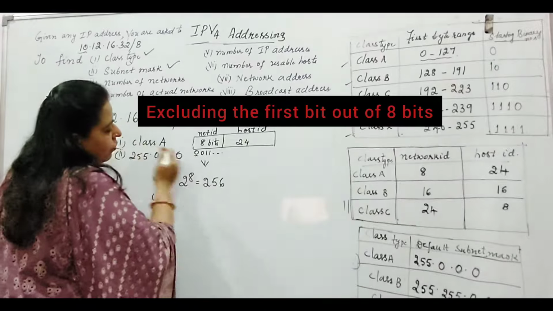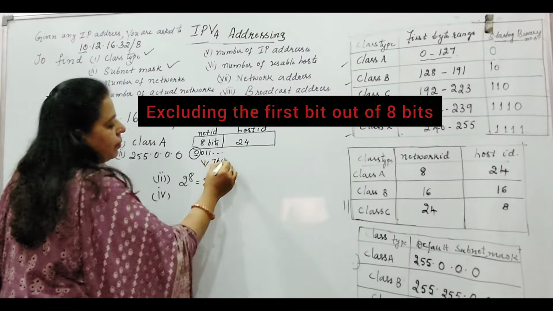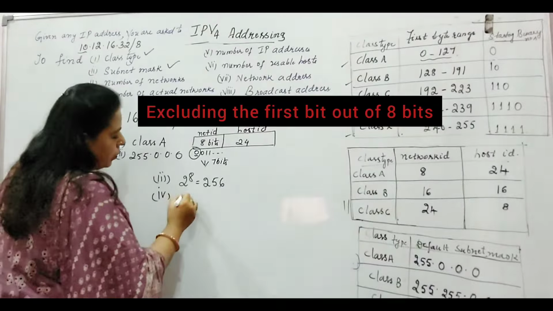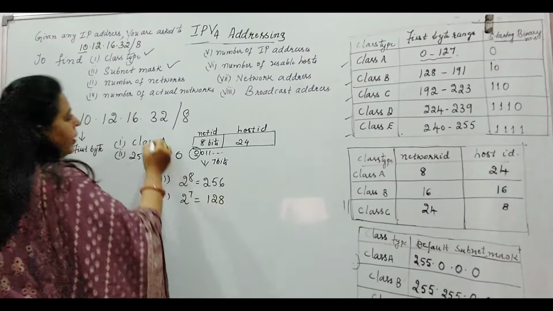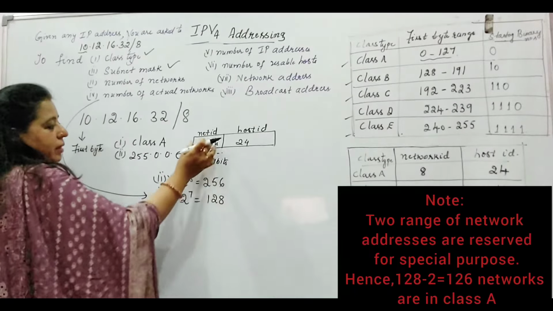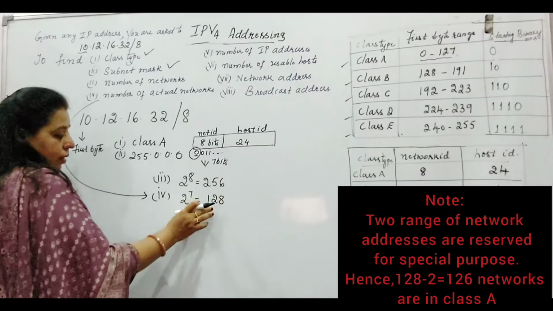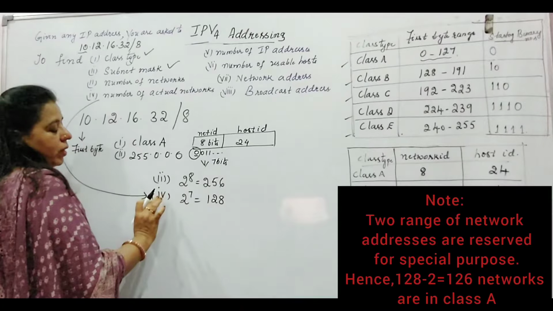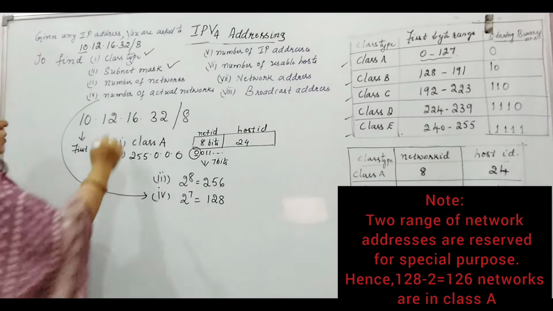If you exclude this first bit, then how many remain? 7 bits out of 8 bits, and 2 to the power of 7 will be how much? 128. So that is why we say that the number of actual networks is 128. Although 8 bits are used to represent the network ID, which would suggest 256 networks, actually only 128 networks can be formed here in class A. Fine, so this also you could find out.